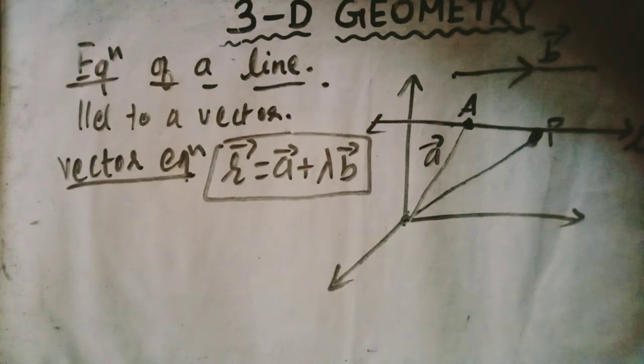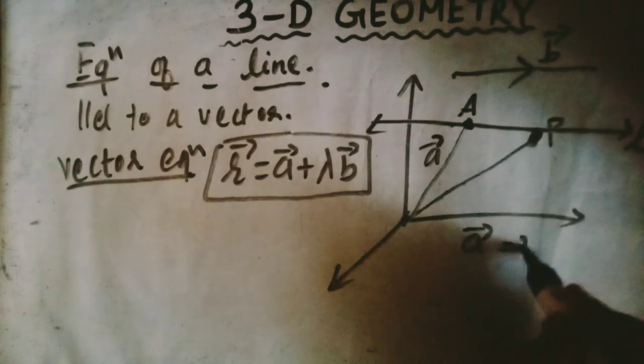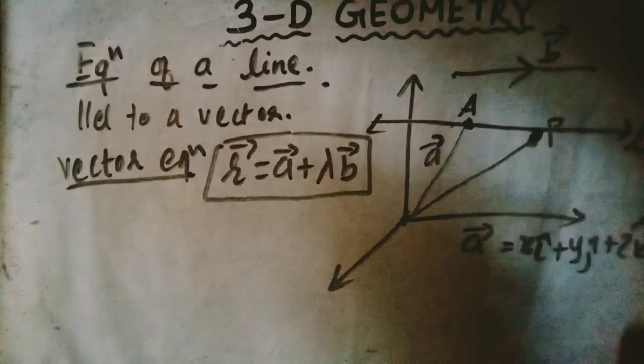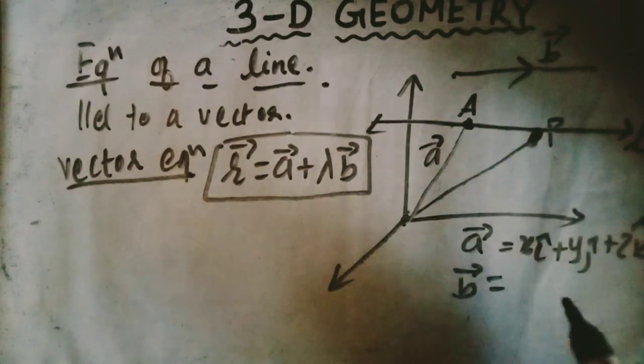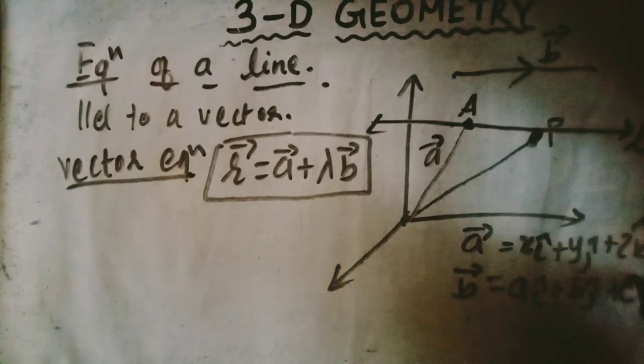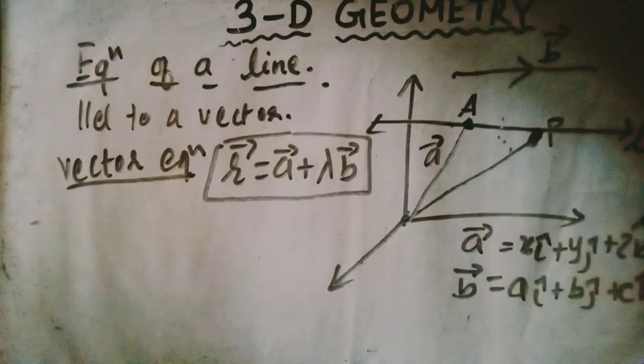Now your A vector is, say, xi plus yj plus zk, and your B vector is some ai plus bj plus ck. Then a, b, c become the direction ratios of the line, as B is parallel to this line. Now this is your vector form.